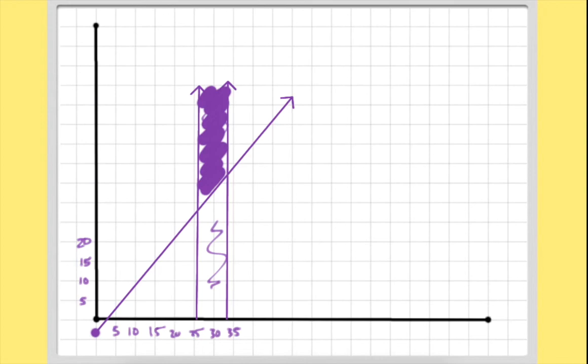Then it asks if we can sell a bat that is 31 inches long and weighs 25 ounces. Well, if we look, 31 inches long is right about here. 25 ounces is right here. That's not part of our solution set. So we can't sell a bat with those restrictions because it doesn't fit in our solution region.